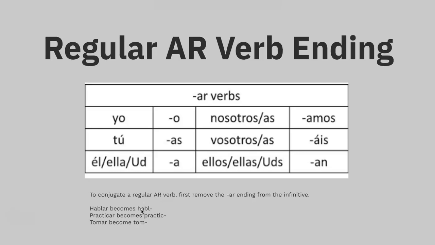So another one we have is practicar. We would drop the AR there, which gives us practic. And then again, we can add practico, practicas, practica, practicamos, practicáis, or practican. And then our last one is going to be tomar, which means to drink. We're going to drop the AR, which gives us tom. And again, we got yo tomo, tú tomas, él, ella, usted toma, nosotros tomamos, vosotros tomáis, ellos, ellas, y ustedes toman. So these are going to be really important for you guys to remember.